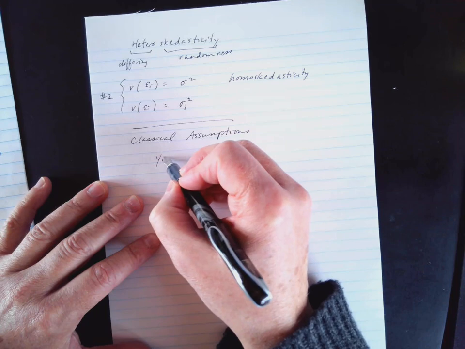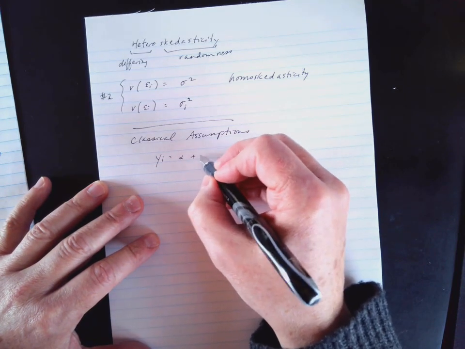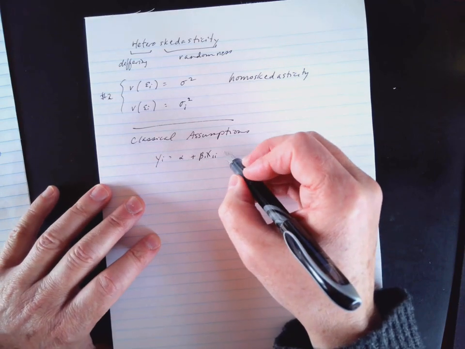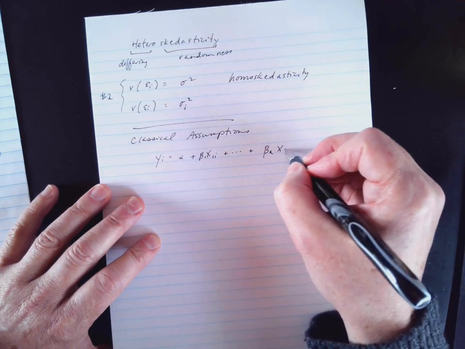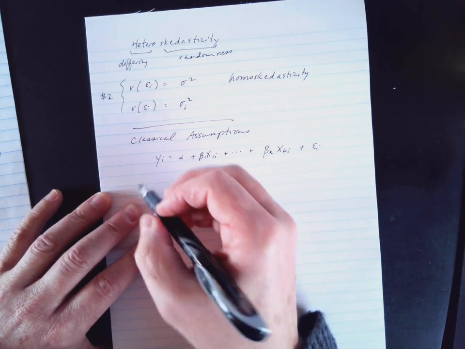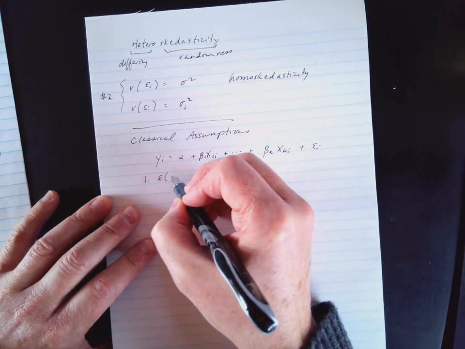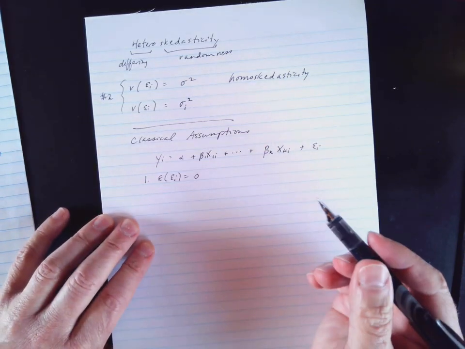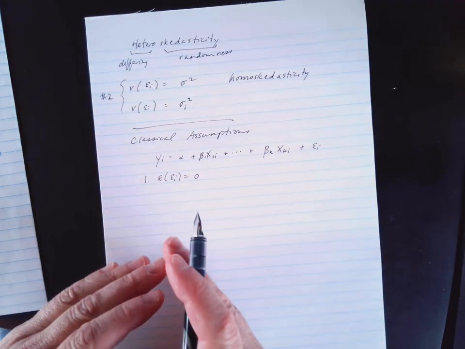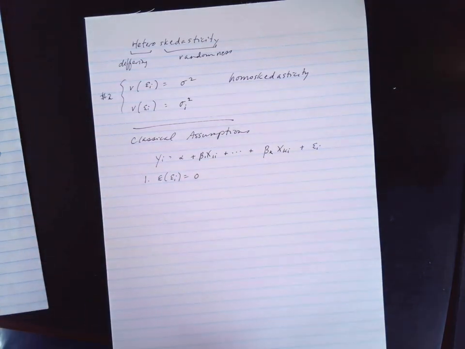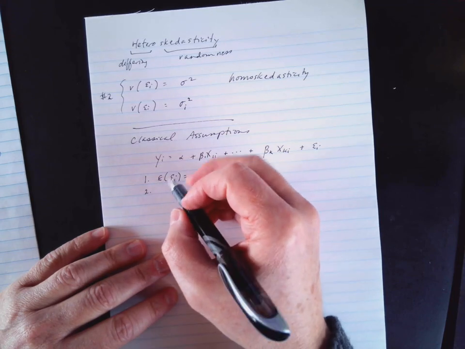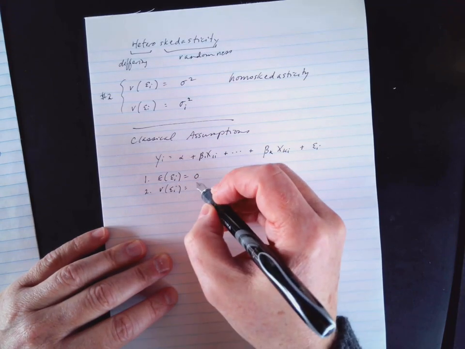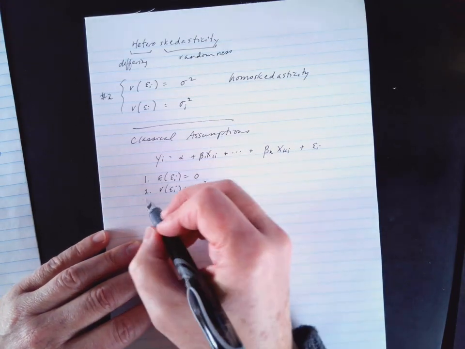So we have our regression model. So it's a multiple regression: y equals beta 0 plus beta 1 x1 plus ... to beta k xk plus epsilon. And the classical assumptions, well, the first one is that the expected value of the error term equals 0, meaning on average your errors aren't systematic, that you have the correct form of the regression equation. Number 2, the variance of epsilon is a constant.